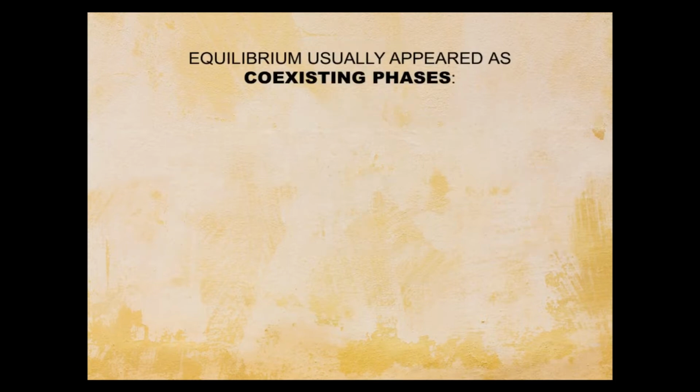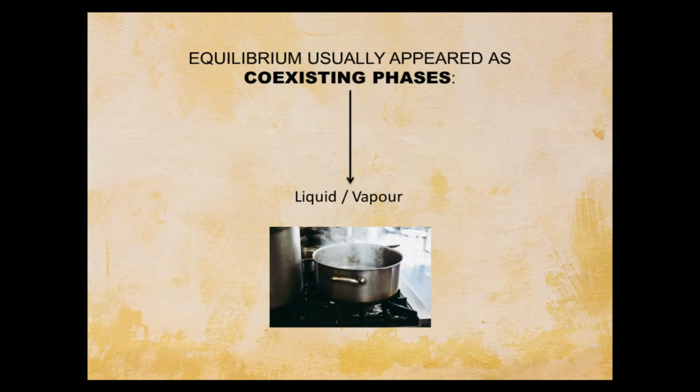Equilibrium usually appears as coexisting phases. Here shows the most common phases that we usually encounter in life. The first one is liquid-vapor equilibrium. An example of this equilibrium is boiling water. When you boil water, you can see some of the liquid water change into vapor.